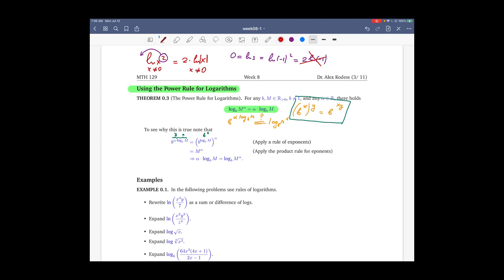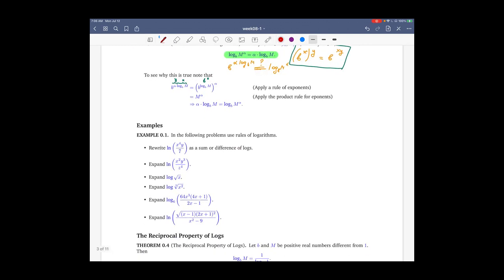All right, so let us practice some of these rules in these examples. And again, we have to absolutely remember to always keep track of when our expressions make sense. So in the first example, we need to rewrite this natural log of a quotient as a sum or difference of logs.